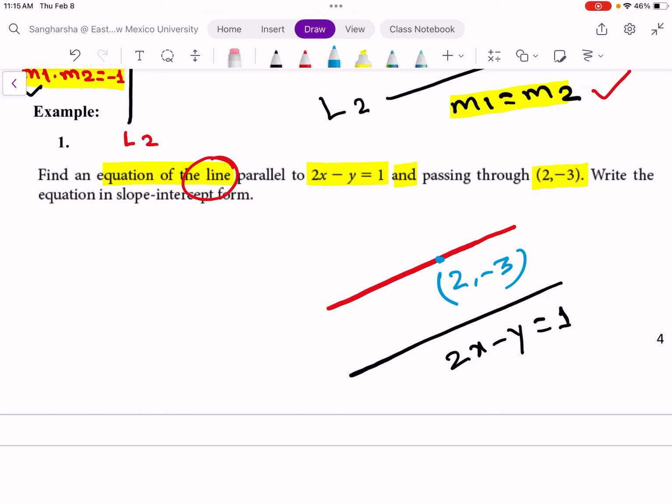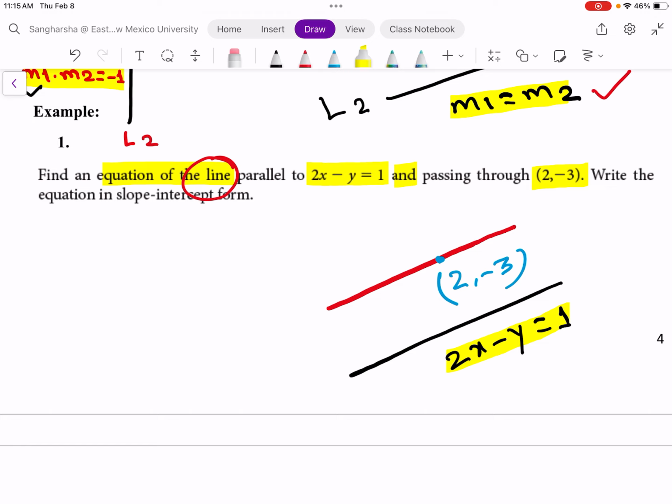Now since they are parallel, what do we know about their slopes? The slope has to be the same, right? Now, is there any way to find the slope for our black line? How do we find the slope of this line?